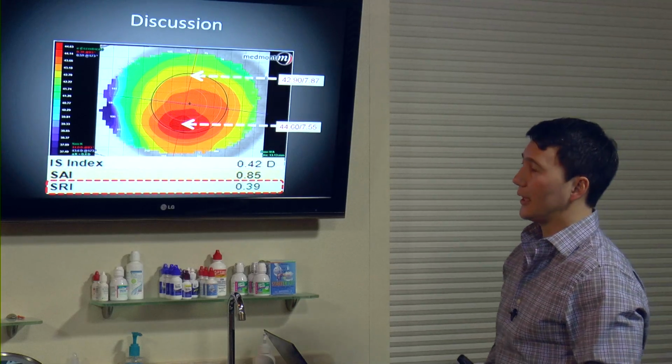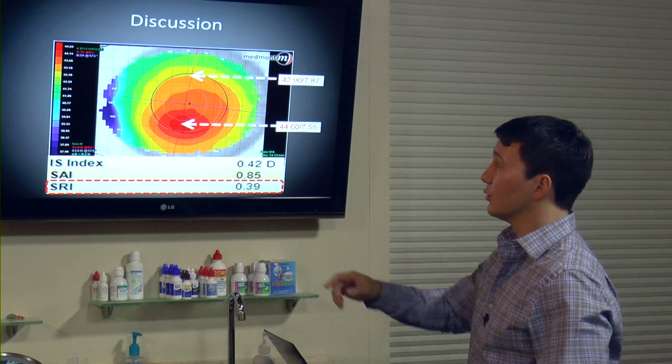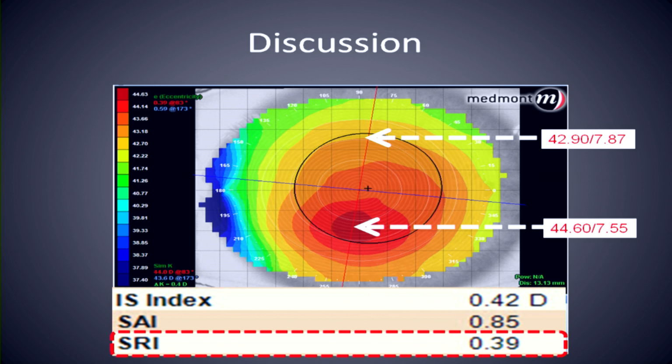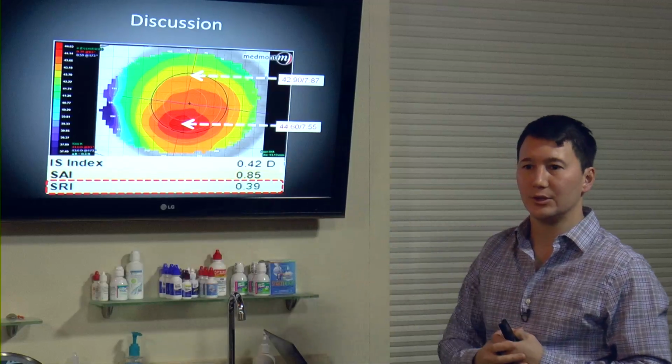Now the last value you might look at is surface regularity. And what it does is it looks just within the black pupil, where the topographer thinks the pupil is, and says, do I have a bunch of wild distribution of power that would create aberrations for the patient? So for instance, if I click on 2 points, we're 42.90 up there, we're 44.60 down there, a difference of around 1.7 diopters. That's not so severe within the pupil. With the keratoconic eye, we might see 20 diopters of scale range within the pupil. That would be severe. So an SRI value of 0.8 or greater would be indicative of a diseased eye.